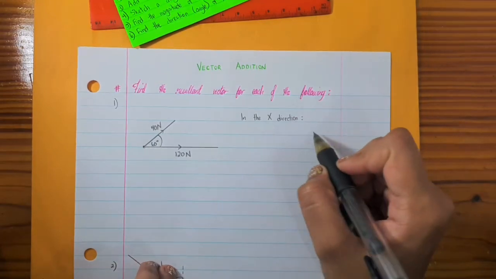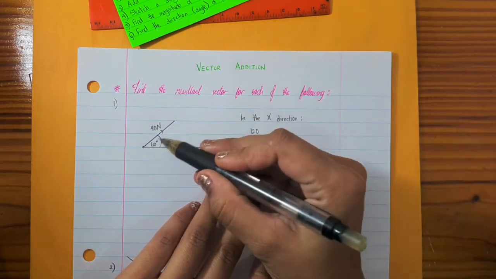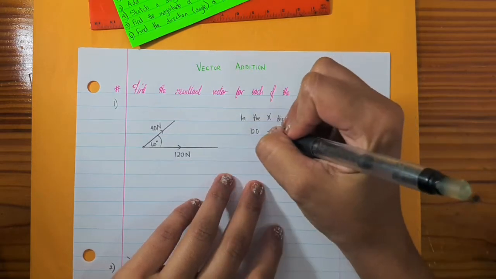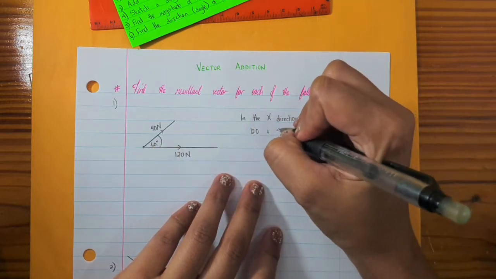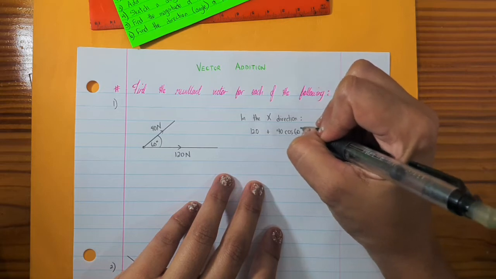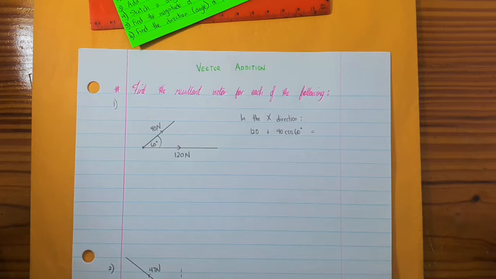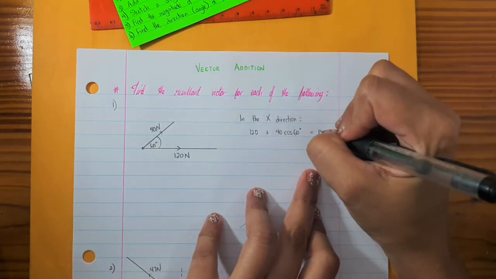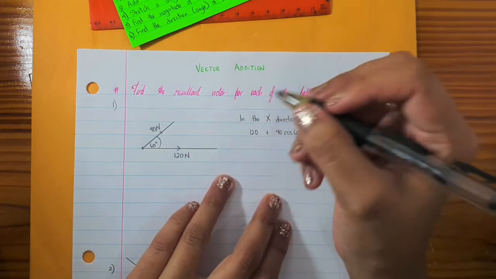Okay, so in the x direction, I'm going to have 120. The component of this is going to be to the right as well, so that's plus adjacent to the angle, so that's going to be 40 cos 60 degrees, and all of that together is a very nice flat round 140 newtons.